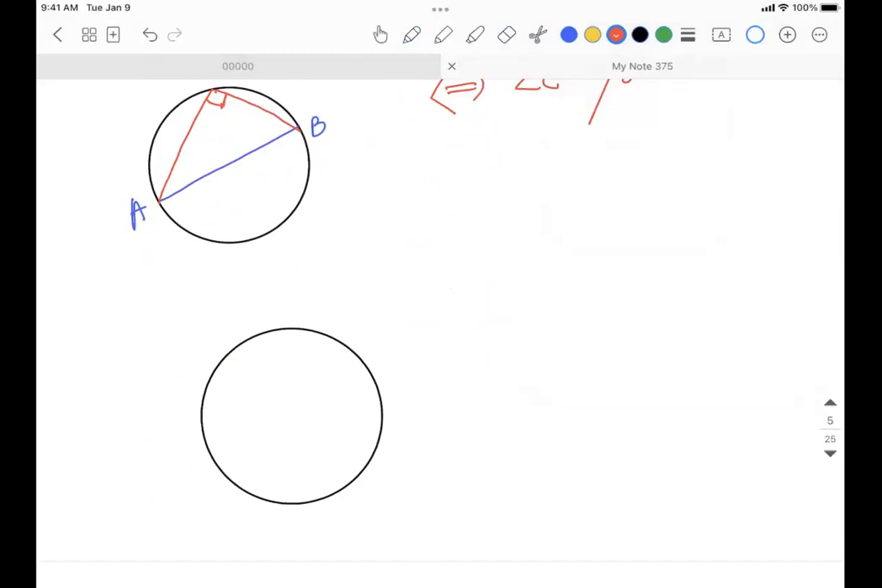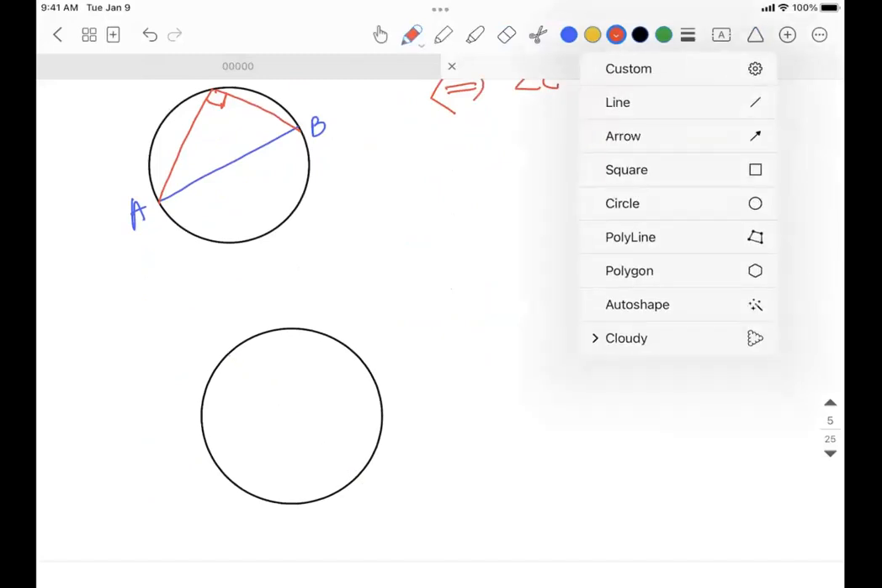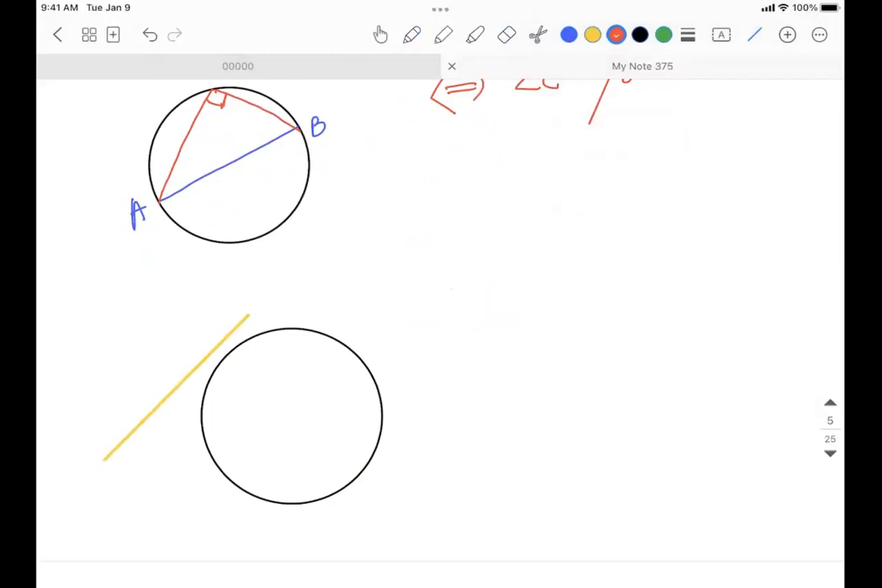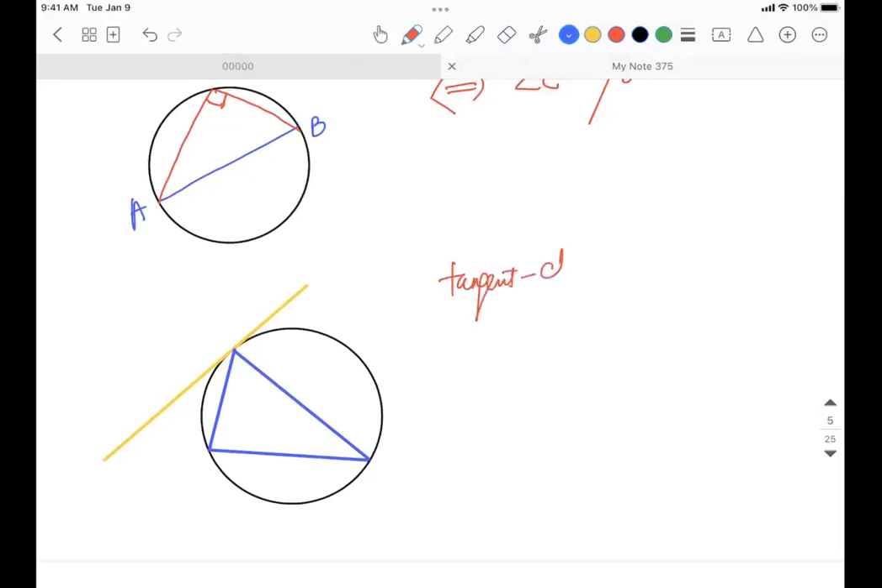I have a circle. This time, I have a tangent line. A tangent line is touching the circle. And then from here, I'm going to make a chord, here, here. This is the famous tangent chord theorem. What is that?